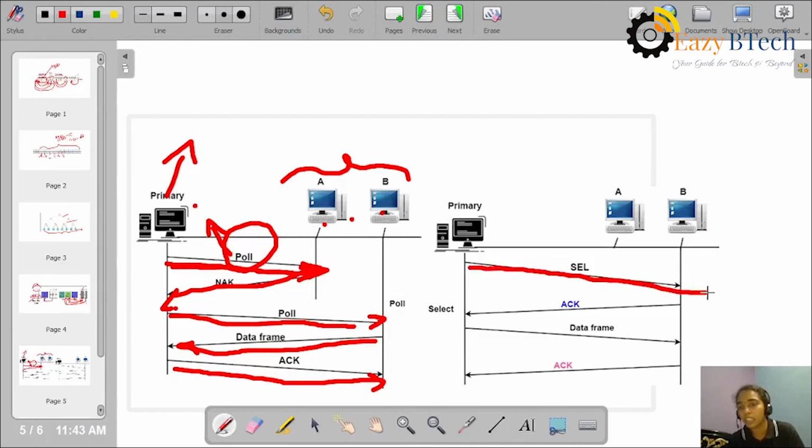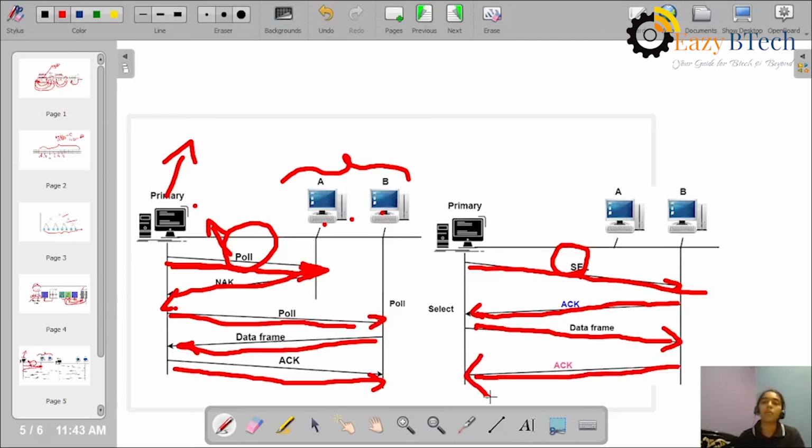So here the select command will be given to the B device. Select command means that the primary device wants to send a data frame to the B device, and B gives an acknowledgement: okay, I'm ready to accept that data frame from you. Whenever the positive acknowledgement is received by the primary device, the data frame will be sent by the primary device to the secondary device, and it gives an acknowledgement: okay, I received that data frame. So this is one type of controlled access.